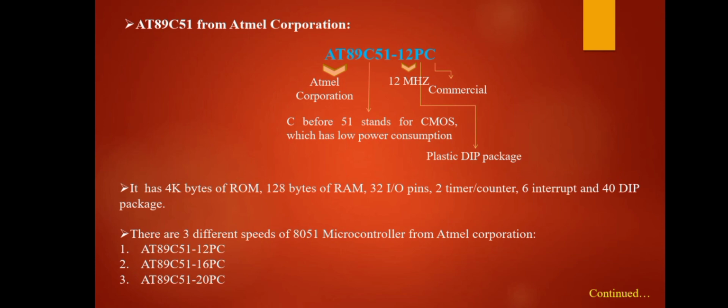Also, 89C51 can be programmed only through parallel programmer. It has 4 kilobytes of ROM, 128 bytes of RAM, 32 input-output pins, 2 timer or counter, 6 interrupt, 40 DIP packets. Its operating supply voltage is 5 volt and maximum supply voltage is 6 volt and minimum is 4 volt.